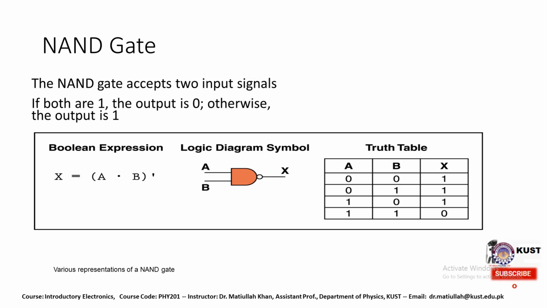So this means that if both signals are 1, the output is 0, otherwise the output is 1. For 0 and 0 input, the output is 1. For 0 and 1 input, the output is 1. For 1 and 0 input, the output is 1, and only for 1 and 1 input, the output is 0.